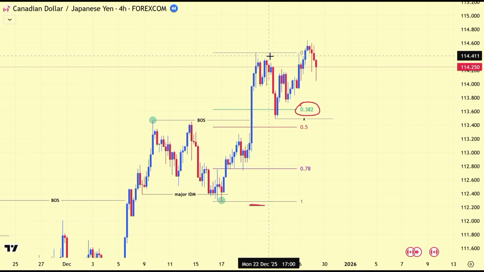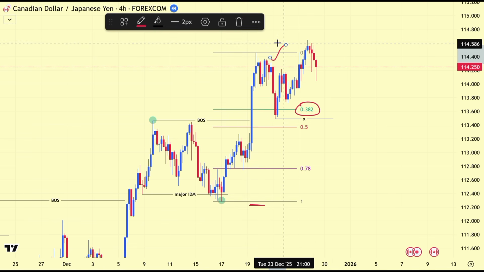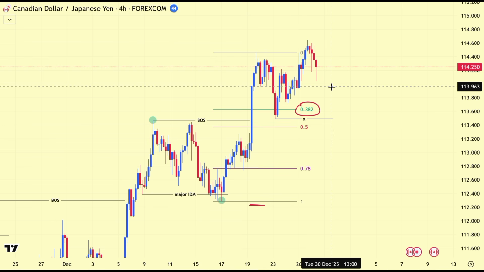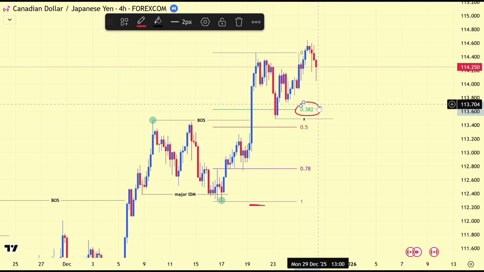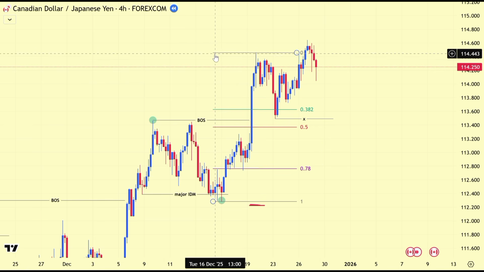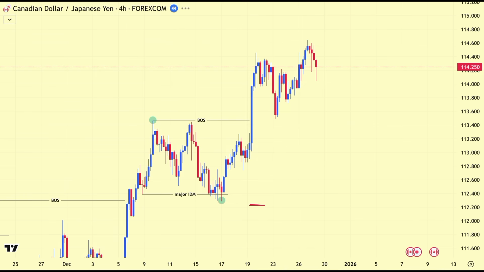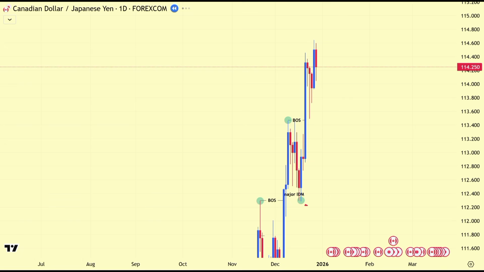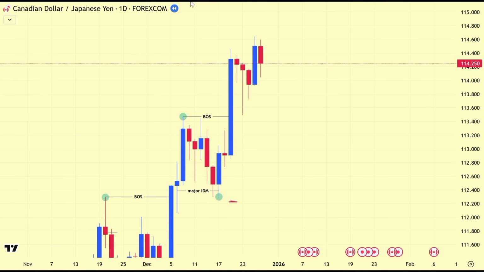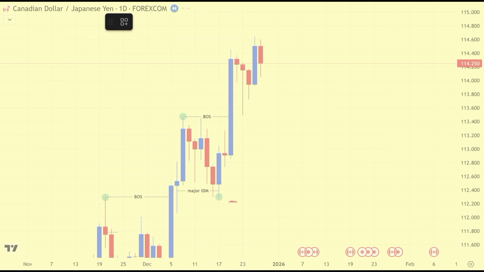So what does this mean? This means that this one here cannot be confirmed as a valid break of structure. And of course, another thing, if I am to use the daily time frame, we can clearly see that if I get to the daily time frame here, this one here is not a valid pullback. We can clearly see that all of these are just inside bars. And what does this mean? This one here is not a complete structure on the 4-hour time frame.